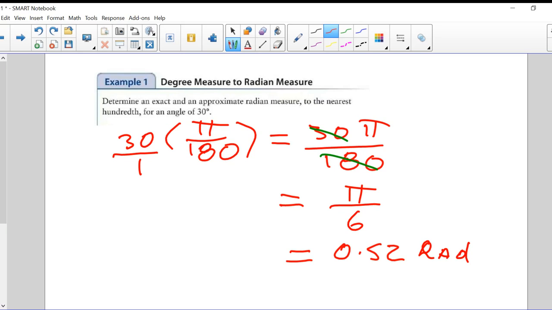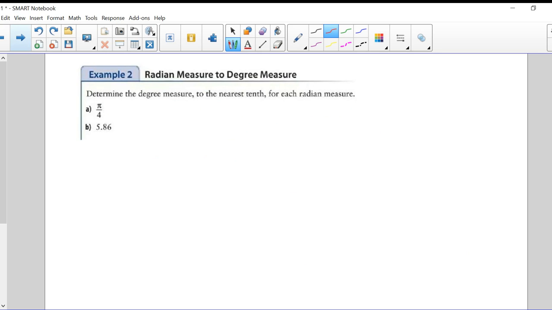There's the first time that we're converting from degrees, the normal thing that we were using way back in probably elementary school, to this new system that we're calling radians. Okay, so let's move on to having to go the other way. Determine the degree measure. So now we're taking a radian measure and converting it to degrees. It asks you, to the nearest tenth, for each radian measure.